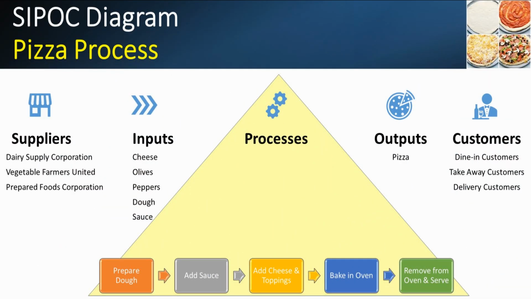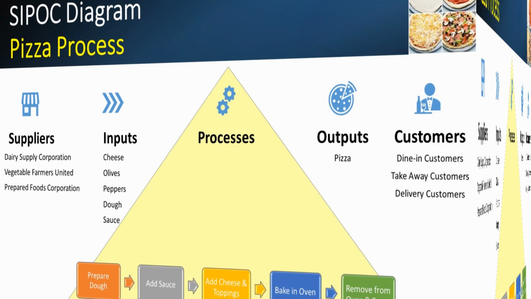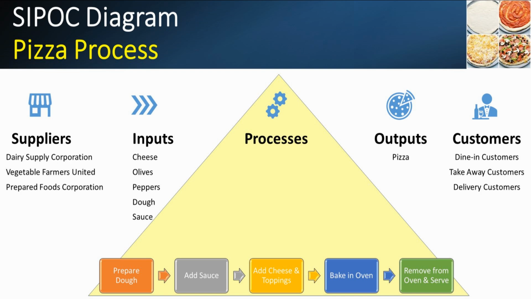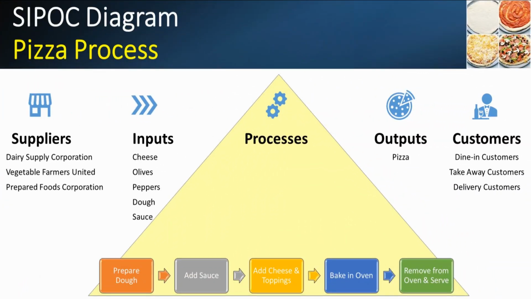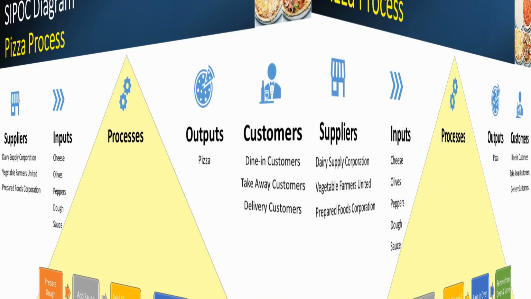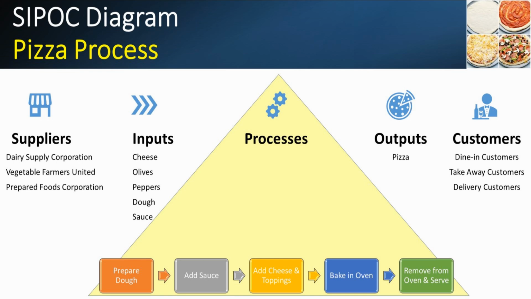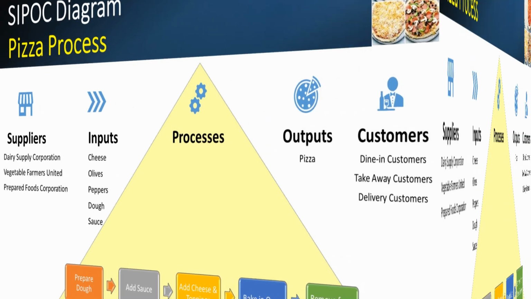Example 2. Pizza process. Now, let's look at another example. The pizza making process. Suppliers who provide the inputs could be Dairy Supply Corporation, Vegetable Farmers United, or Prepared Foods Corporation. Inputs, those are the needed resources and ingredients to start the process, which could be dough, sauce, cheese, olives, peppers. Process, which is the steps you take to get things done, can be described as prepare dough, add sauce, add cheese and toppings, bake in oven, and finally remove from oven and serve.